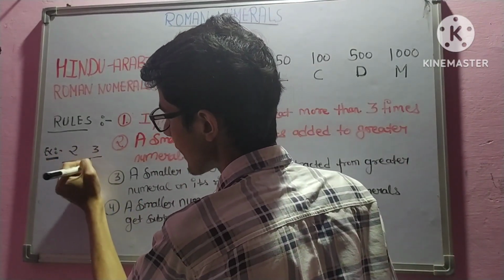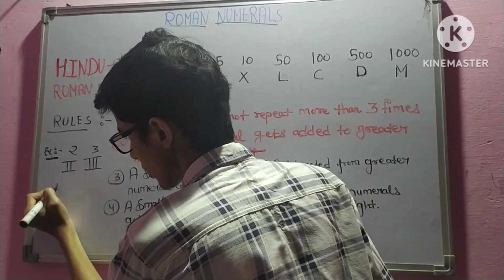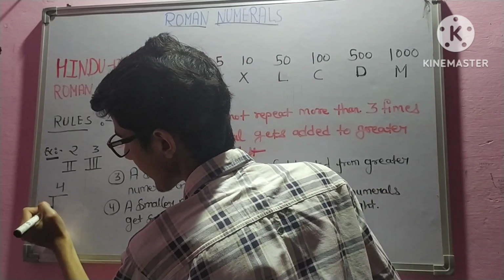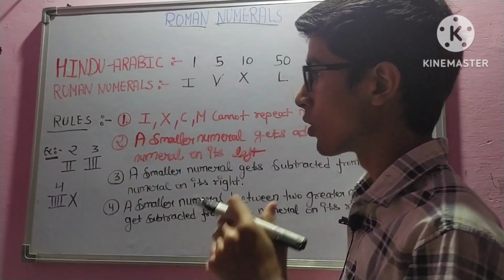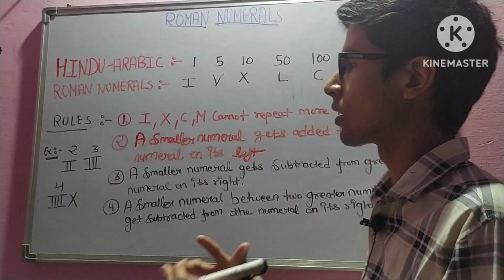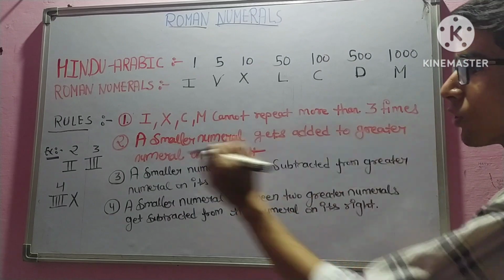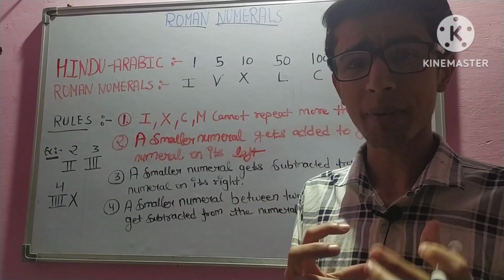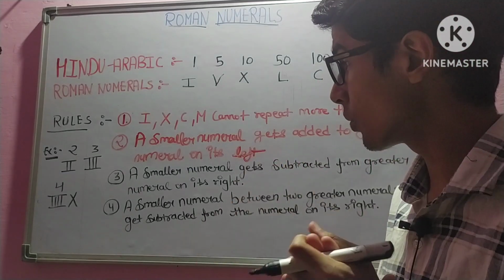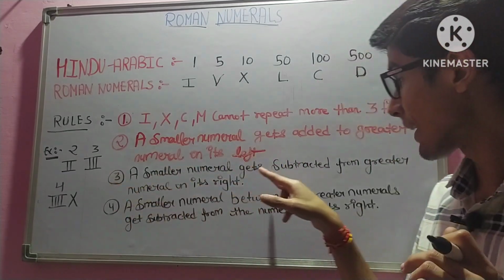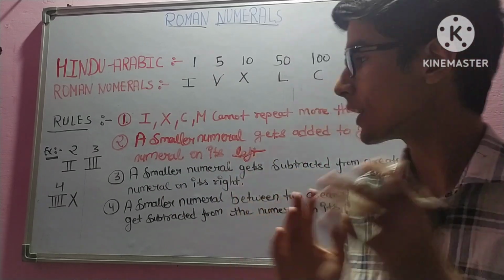3 is represented as triple I. Now if you talk about 4, 4 cannot be written like this. This is the wrong way to write 4. So let's talk about more rules. The second rule is a smaller numeral gets added to a greater numeral on its left. The smaller numeral gets added to a greater numeral on its left. And the third rule is the smaller numeral gets subtracted from a greater numeral on its right. Subtracted from a greater numeral on its right.